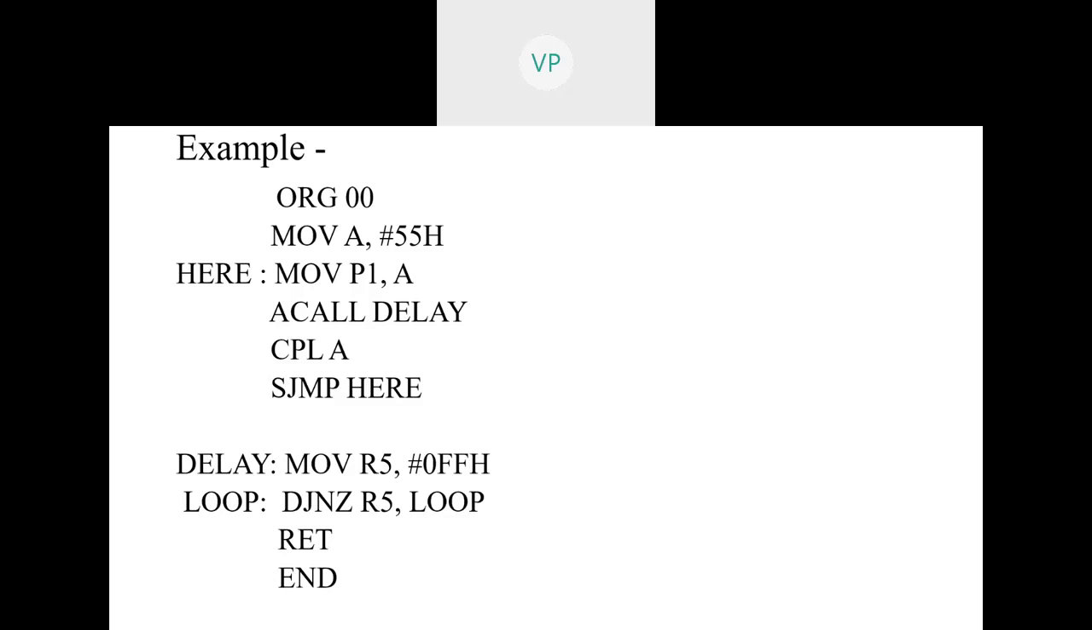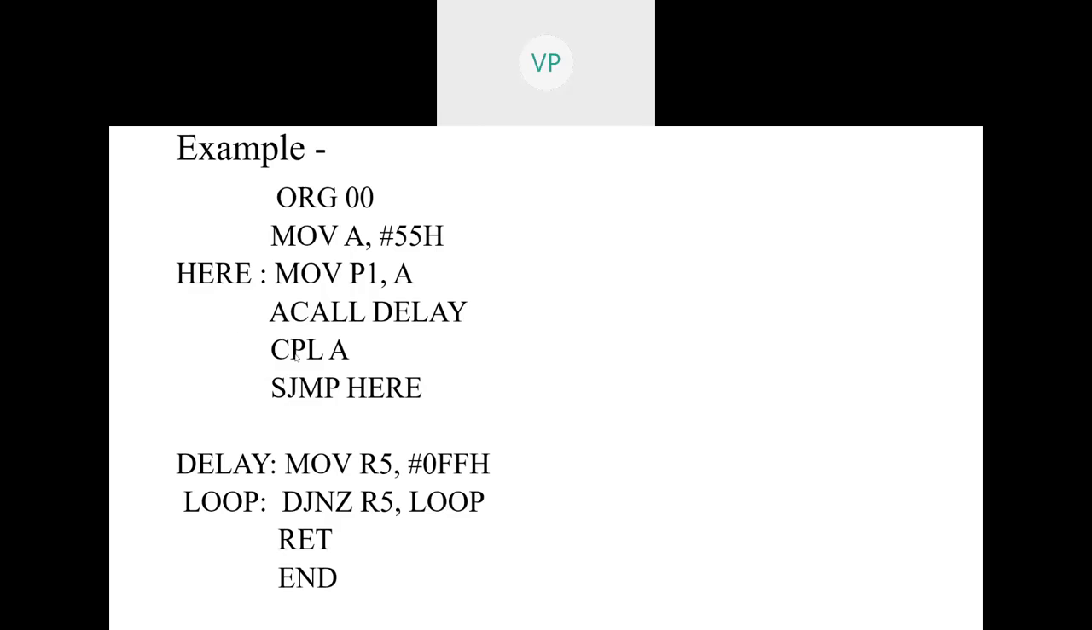Now I say ACALL DELAY. ACALL means what? It is absolute short range, right? The subroutine can be anywhere within a 2 kilobyte page, and within that range the subroutine is written. Now I say ACALL DELAY. When I say ACALL DELAY, what will it do now?